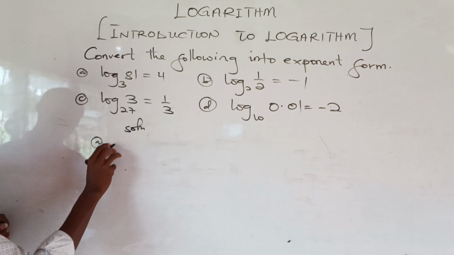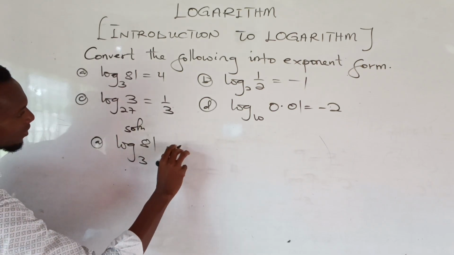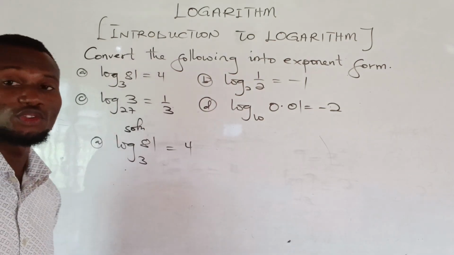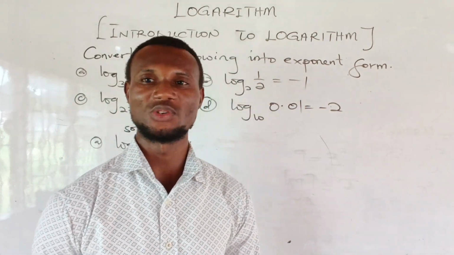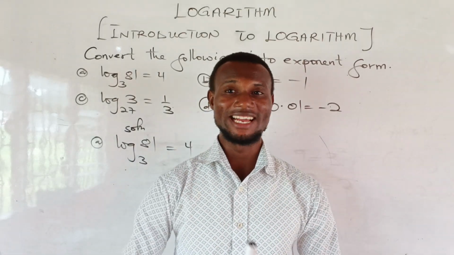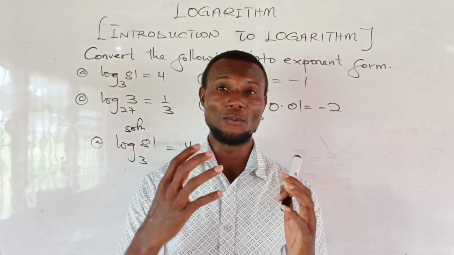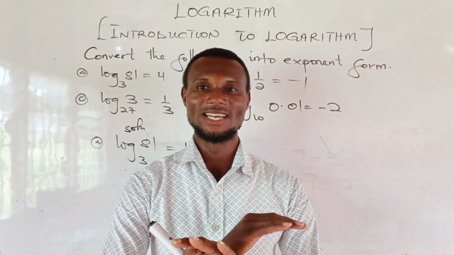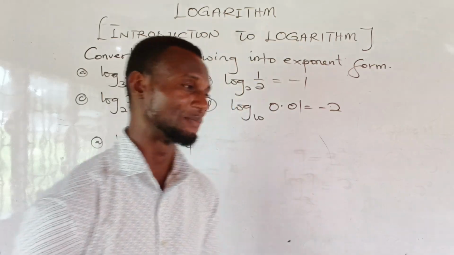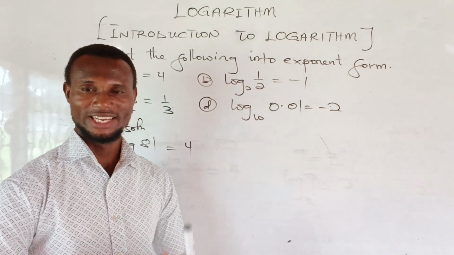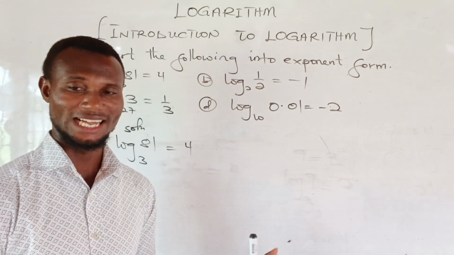I have that log 81 to the base 3 equals 4, and we are supposed to write this in exponent form. I've already explained to you that writing this in exponent form simply means that we are going to write it in a way that it does not contain log again. As simple as that. Okay, so now, how do we achieve that? It's very simple. We are going to follow some basic steps, and we are going to get our answer.